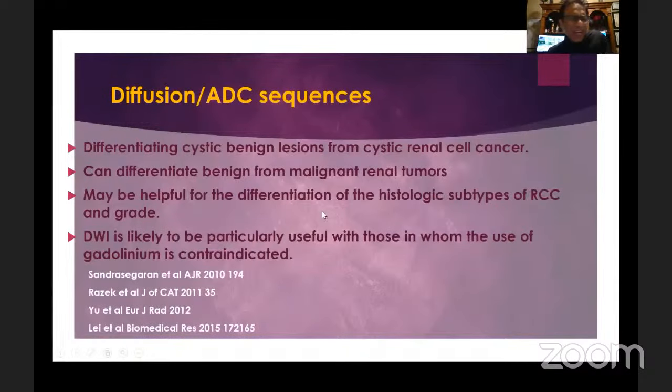This is especially helpful in differentiating cystic benign lesions from cystic renal cell cancers, can differentiate benign from malignant renal tumors, and may be helpful in differentiating histologic subtype or grading the severity of the tumor. DWI is also useful in patients if you cannot give gadolinium, and that might be your only chance to grade the tumor.